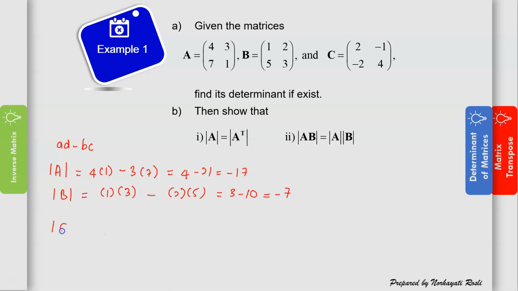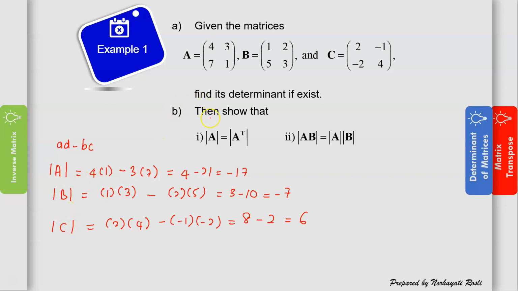And then for the determinant of C matrix, it is equal to 2 times 4 minus negative 1 times negative 2. In this case, it is 8 minus 2, which is equal to 6. So now we've got the determinants for A, B, and C matrix.